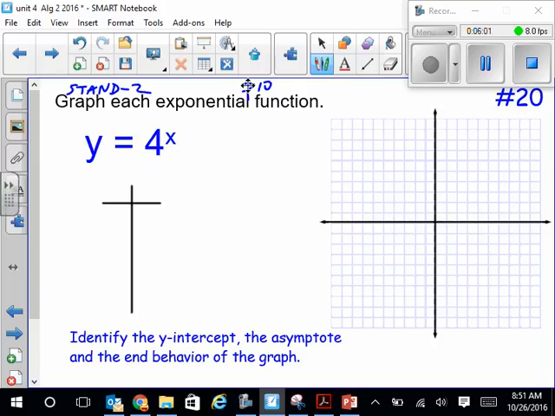And the y-intercept is just what is y when x is 0? We'll do enough of these so that you will see that when x is 0, y is going to be 1. That's the first thing you need to know.